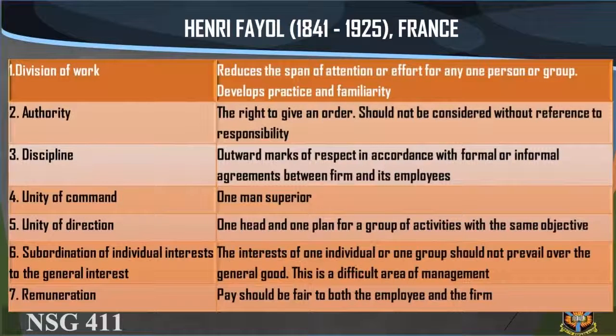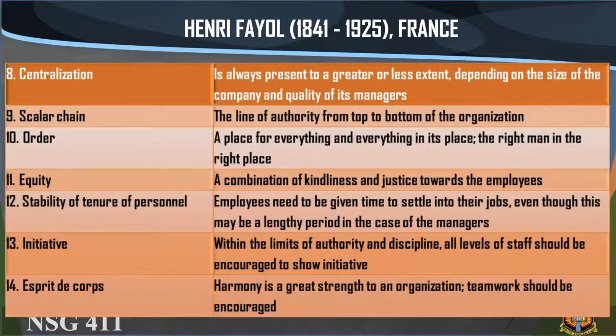6. Subordination of individual interest to the general interest. The interest of one individual or one group should not prevail over the general good. This is a difficult area of management. 7. Remuneration. Pay should be fair to both the employee and the firm. 8. Centralization is always present to a greater or less extent, depending on the size of the company and quality of its managers. 9. Scalar chain. The line of authority from top to bottom of the organization.